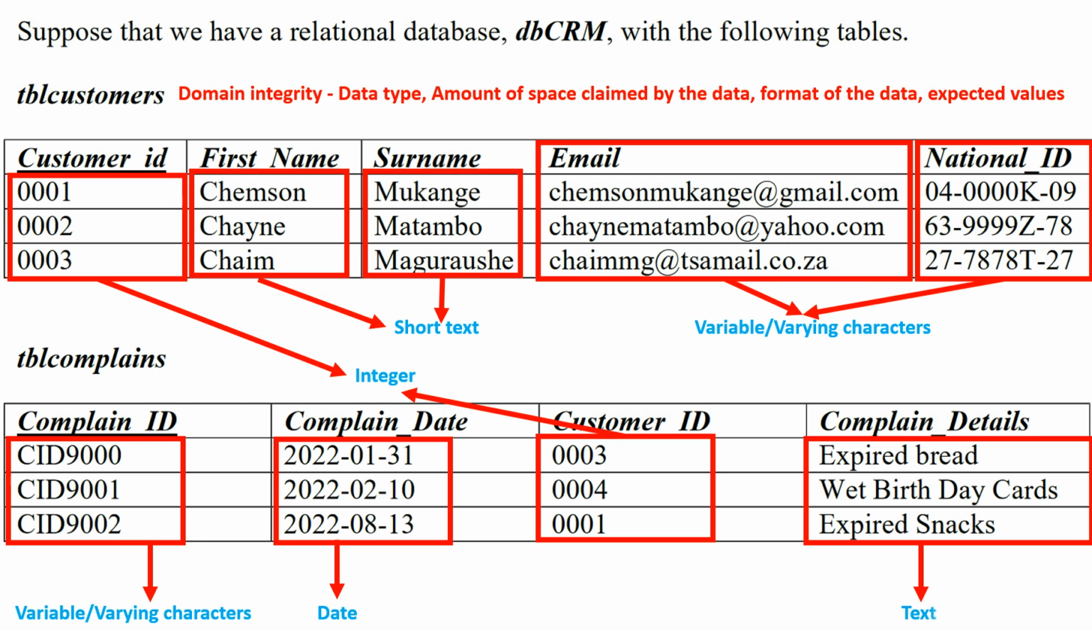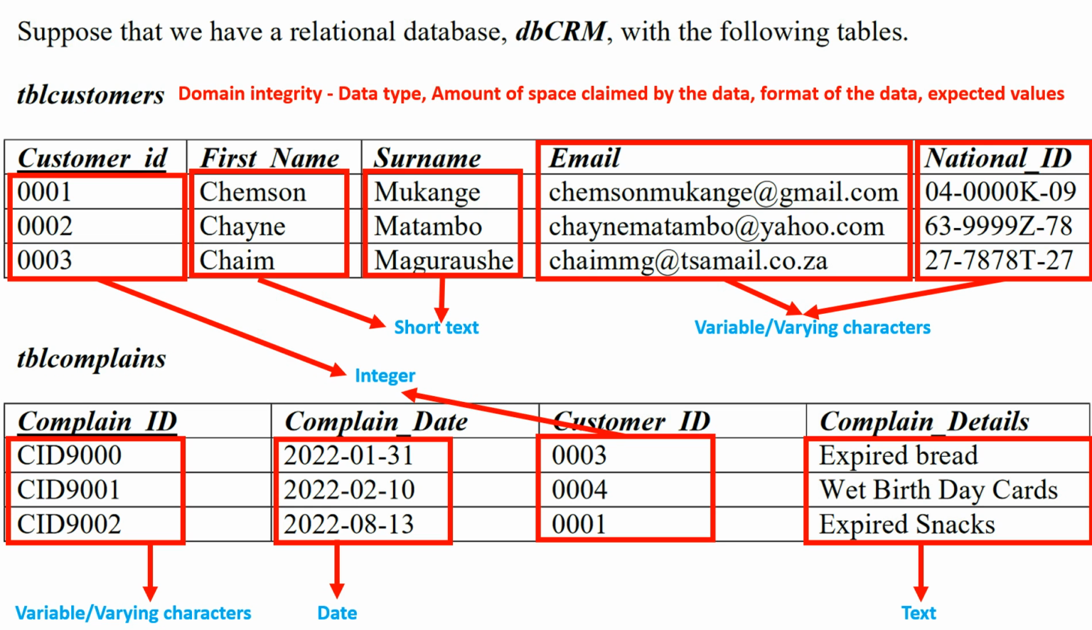So domain integrity is talking about data type, the amount of space claimed by the data type that you choose, the format of data, and the expected values. You may have a constraint that says the content that we are uploading on this YouTube channel, we just need it to be accessed by people with age above 18. Meaning when they are registering, we accept only those that have age above 18 to register. Anyone else we don't accept. Therefore, that's our domain. So that's all about domain integrity.